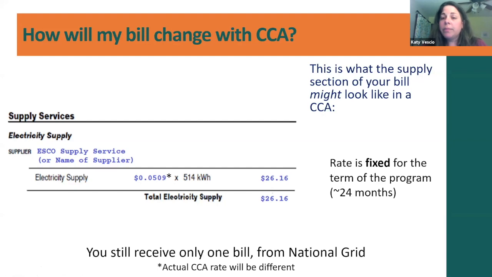Maybe 24 months, maybe 18 months. We'll know that once your municipal officials select the terms and the length of the program that they would like. So you're still only receiving one bill from National Grid. It's just this section of your bill that will become simplified and fixed.